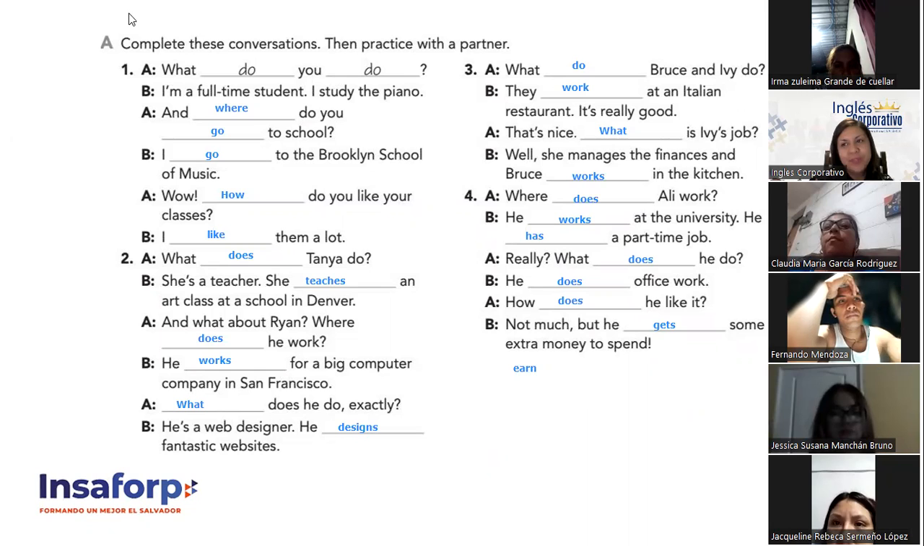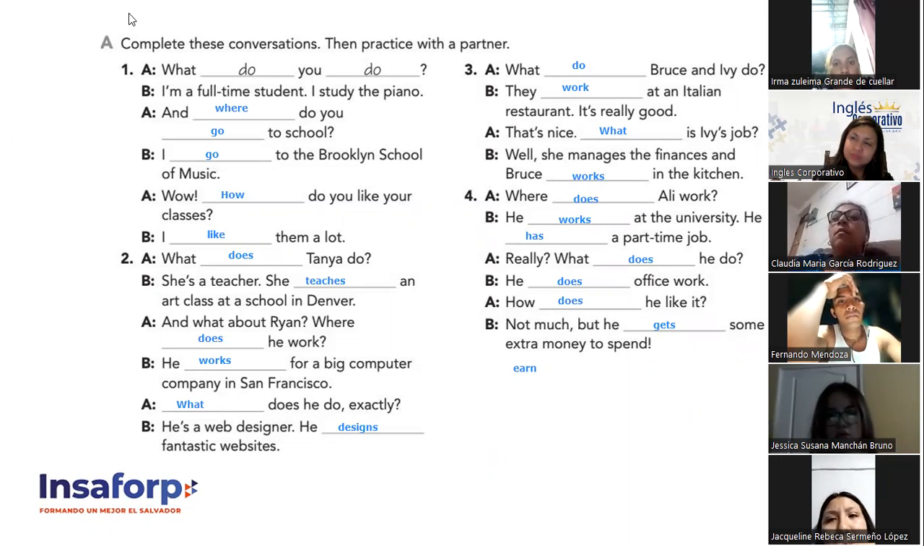Number three. Thank you. Number three is Damaris and Anna. Okay. What do you both do? They work at an Italian restaurant. It's really good. That's nice. What is Evie's job? Well, she manages the finances, and Bruce works in the kitchen. Where does Ali work? Thank you, girls.